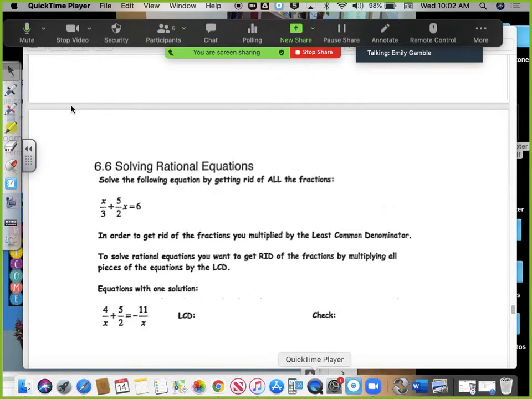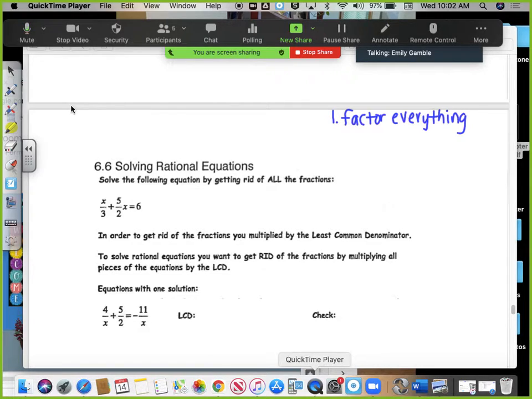The first thing would be to factor everything if it can be factored. So anything that you see that looks like it should be factored, you should just factor it right off the bat. Sometimes things can't be factored, so then you would just move on to the second step.